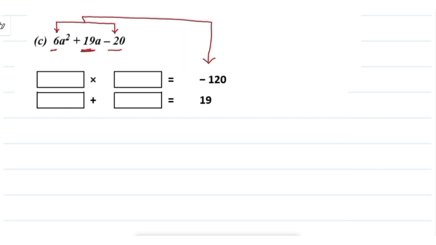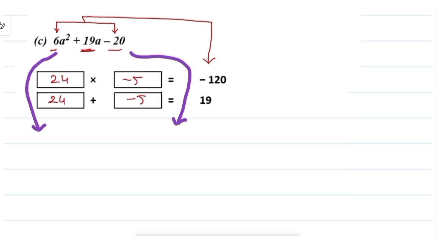As we had done previously, 24 times -5 will give us -120, and 24 and -5 give us 19. So these are the two numbers by which we can write it. The first term remains the same and the last term remains the same, but the other terms we'll write by breaking it down. Now the first is 6a square, positive 24a, and then negative 5a, and then negative 20 remains the same.